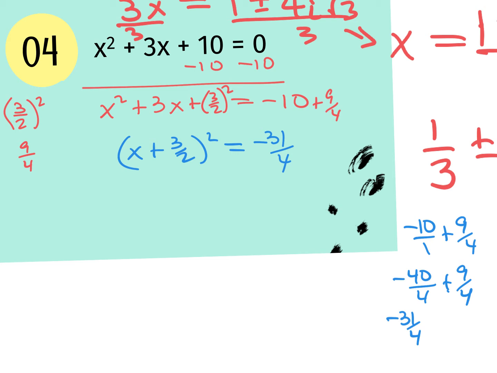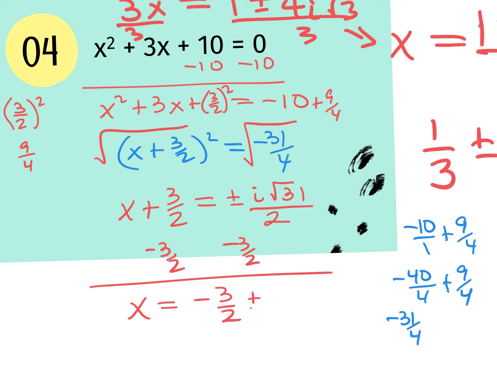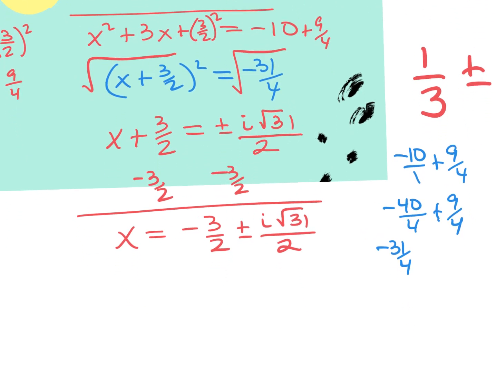I need to use my square root method, square root both sides. This drops out, x plus 3 over 2. Again, I can treat these separately, so plus or minus i square root of 31 over 2. I need to move the 3 over 2. X equals -3 over 2 plus or minus i square root 31 over 2. If you want to leave it pulled apart, that's fine. Or combine it so it only has a single 2 in the denominator. Both the answers are acceptable.